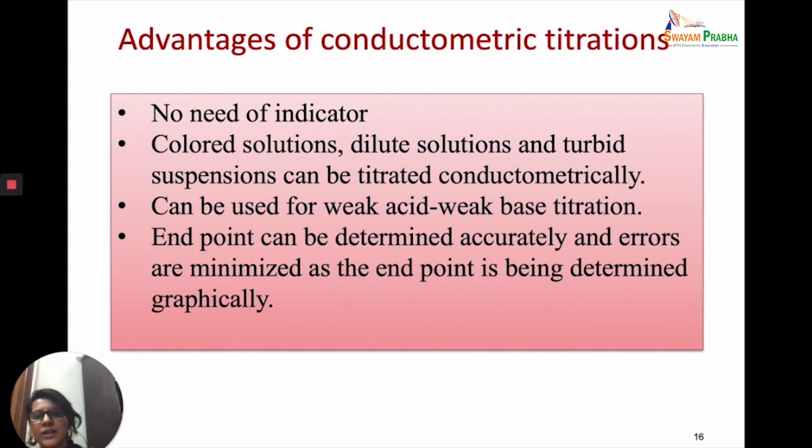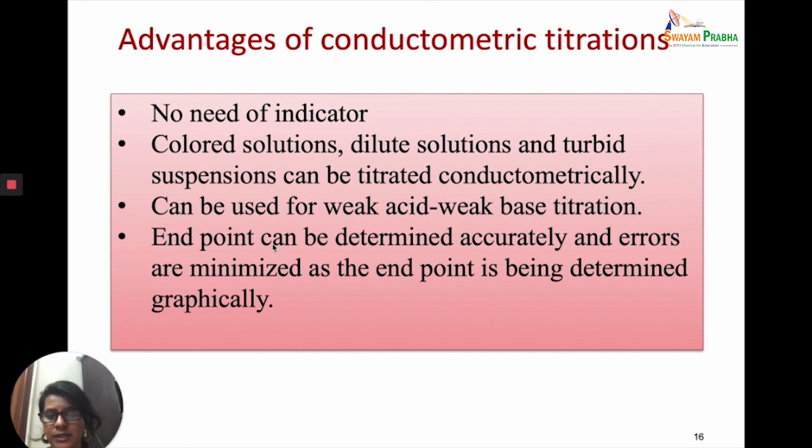Now let's look at the advantages and disadvantages of conductometric titration. What is the major advantage? The major advantage is that conductometric titrations can be used for all those titrations where there is a need for an indicator and there is no indicator available. So let's take the example of weak acid weak base titration. There is no visual indicator available for weak acid weak base titration, so you can use a conductometric titration to study that titration.